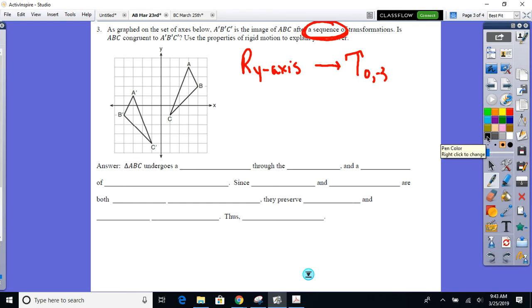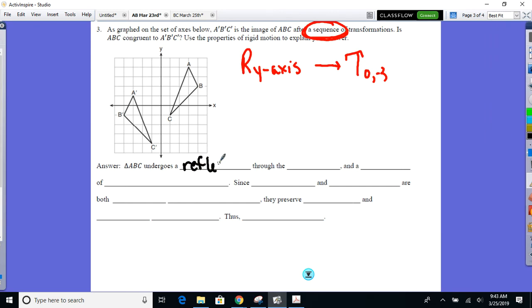So ABC undergoes a, looks like I was looking for what here? Reflection through the y-axis. You got to get specific. Reflection won't cut it. And a translation of, again, you can write it in vector notation. You can write, just go down, of down 3. That's fine too. You can write it in vector notation, function notation.